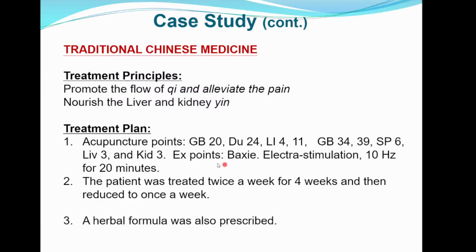Acupuncture treatment was given at the points GB 20 to 24, large intestine 4 and 11, GB 34 and 39, spleen 6, liver 3, kidney 3, and extra points in the hands. We used electrostimulation at 10 Hertz for 20 minutes. The patient was treated twice a week in the beginning for 4 weeks, then reduced to once a week. An herbal formula was also prescribed for the patient.